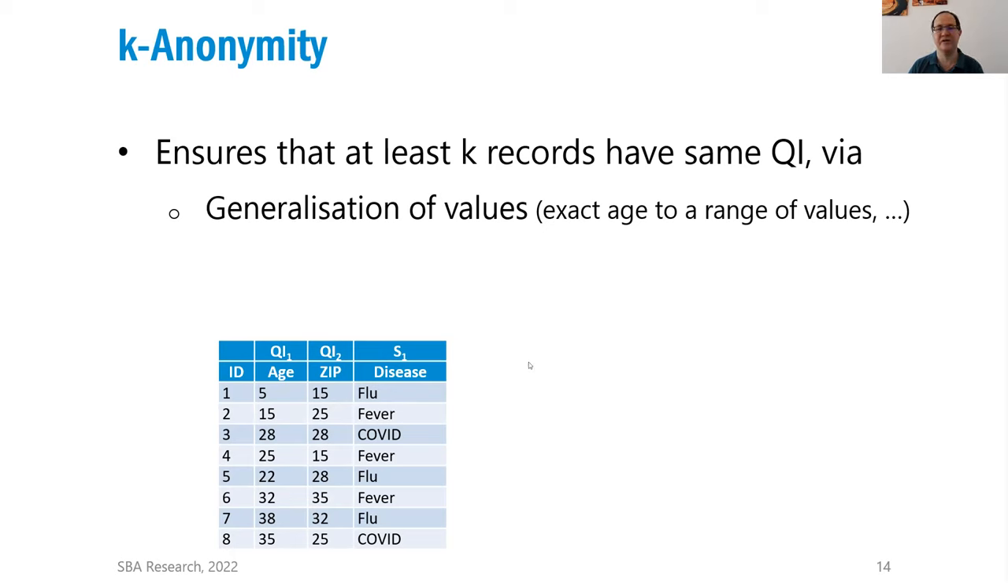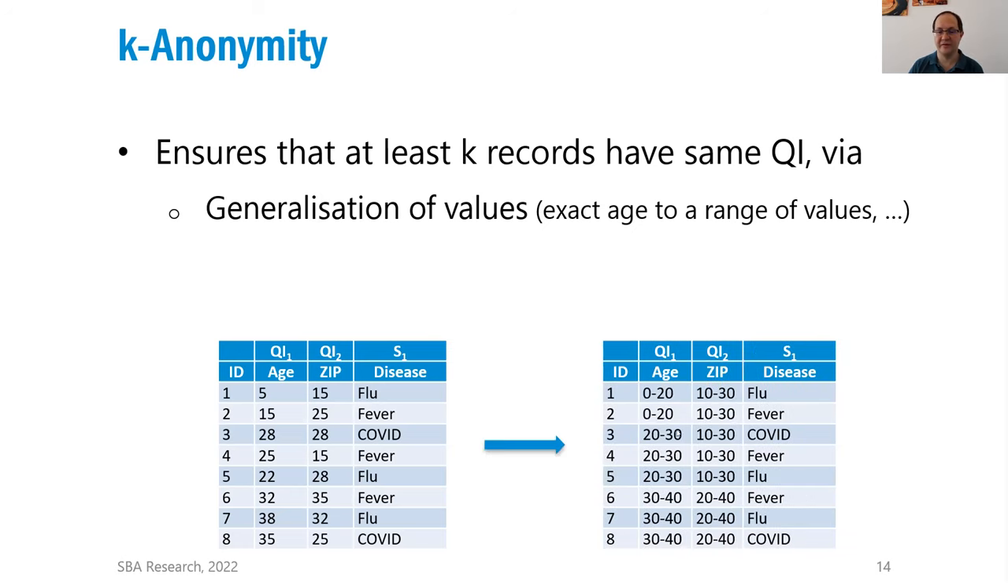So what you do in K-anonymity, on the one hand, you do generalization of values. For example, you change the exact age to a range of values. So now I say the age is not 22 anymore, but it's something between 20 and 30. And the zip code is something between 10 and 30. And you see now that I have a couple of groups where I cannot distinguish people. So the first two, and then the second three, and then the last three, these are all blocks or groups together that cannot be distinguished.